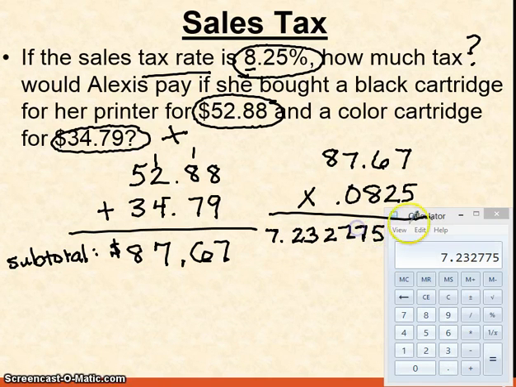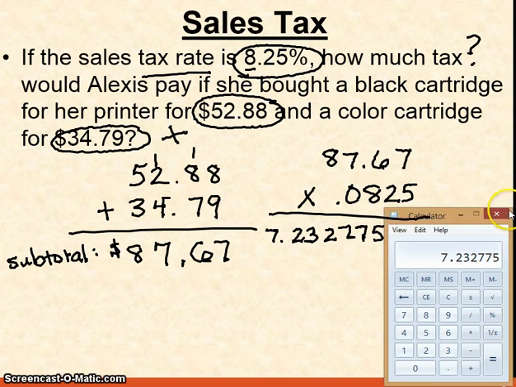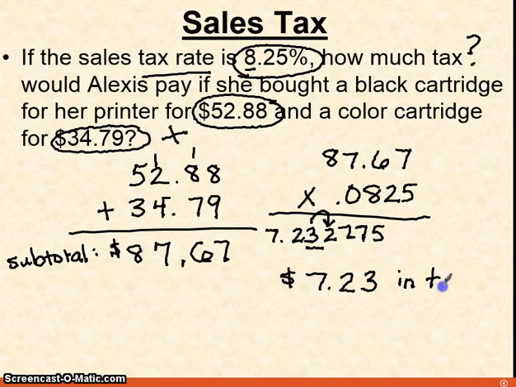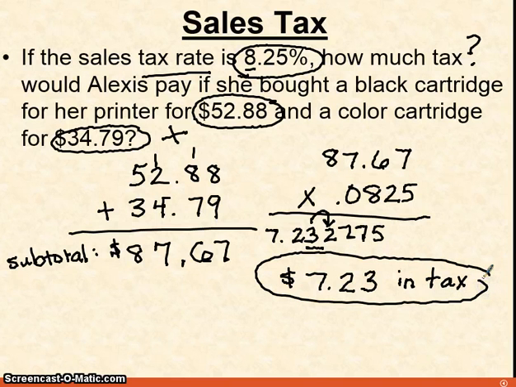7.232775. Now we know that the smallest amount of money that we have is a penny, which is 1/100th of a dollar. So we look to the right, it will not round it up, so she is going to pay $7.23 in tax. We do not need to add to get the total in this case because we were asked how much tax, not how much in all.